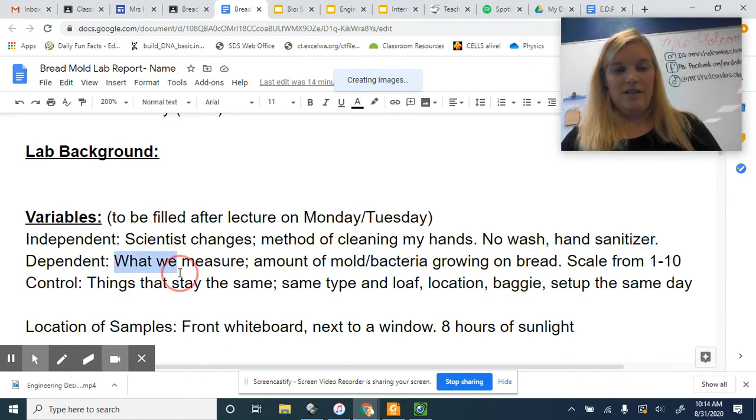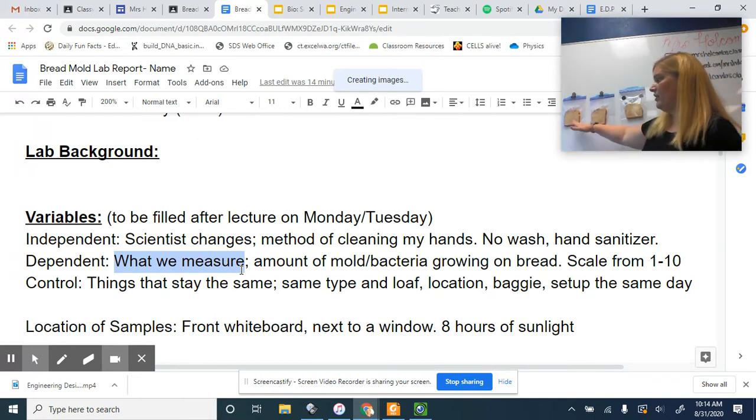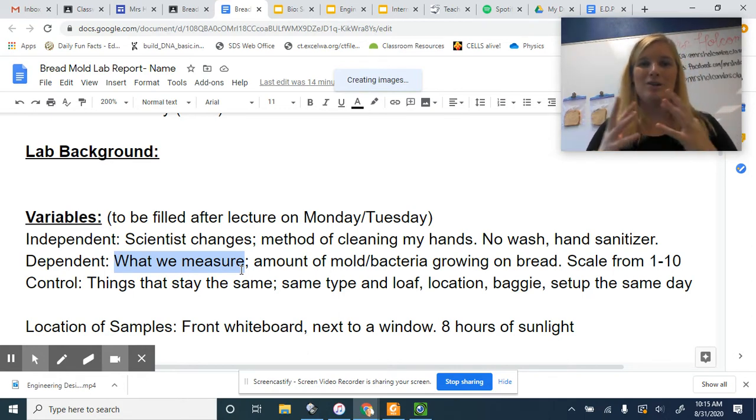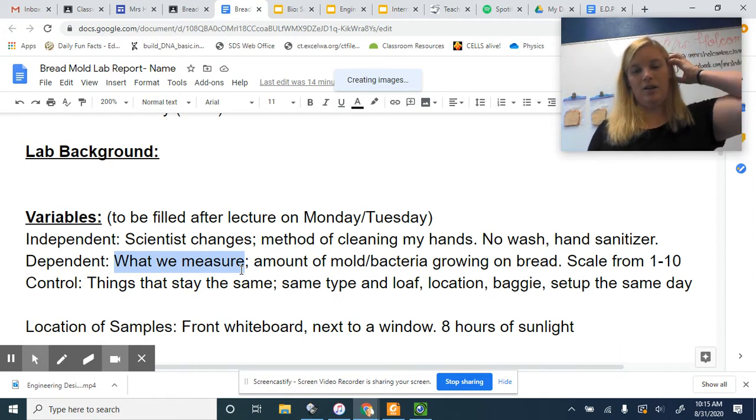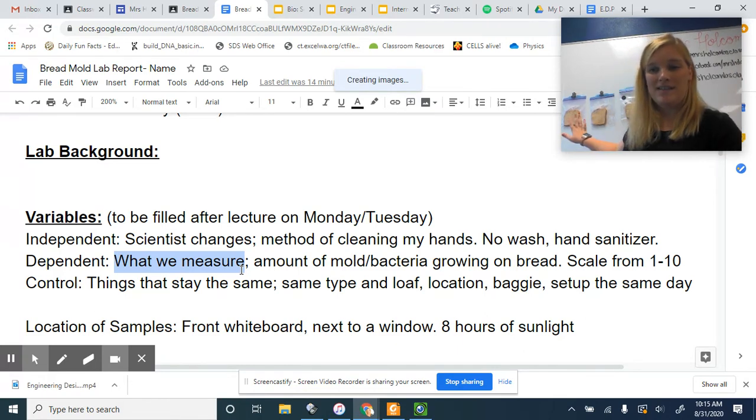Then your dependent variable is what you measure. And what we're measuring is going to be the amount of mold and bacteria growth growing on the bread. Now, the reason I lump mold and bacteria together is because bread is going to mold naturally. If we had our agar plates and we could do little smears in class and grow the cultures naturally, we could probably separate that out a little bit better. We'd be able to visibly see a difference. But for right now, everything we see when we grow these is going to be a combination of mold and bacteria.